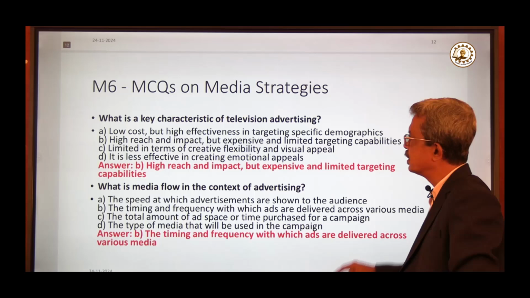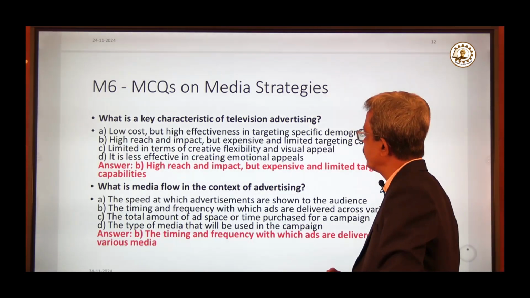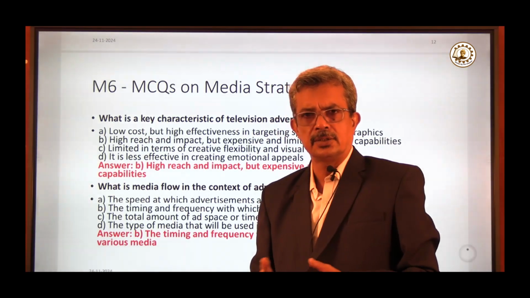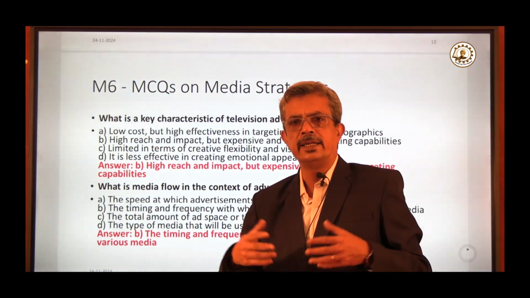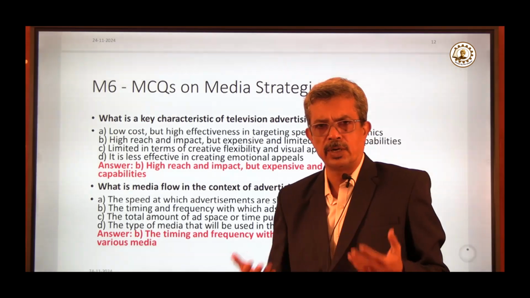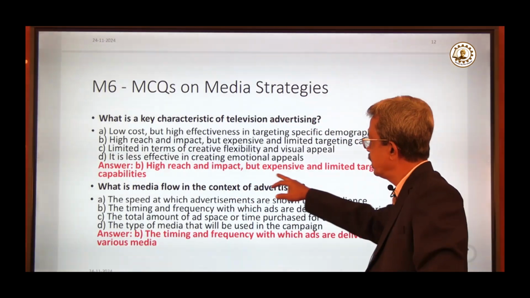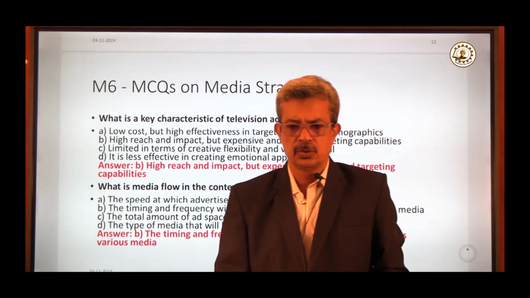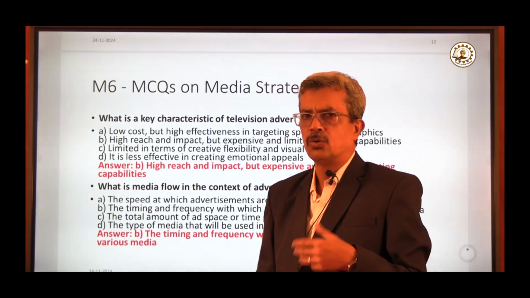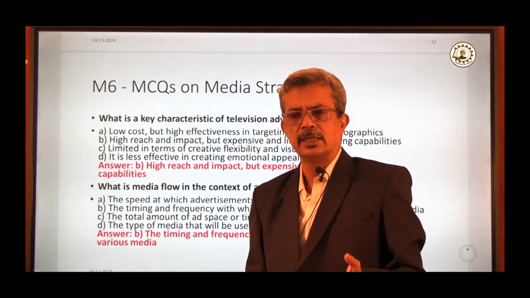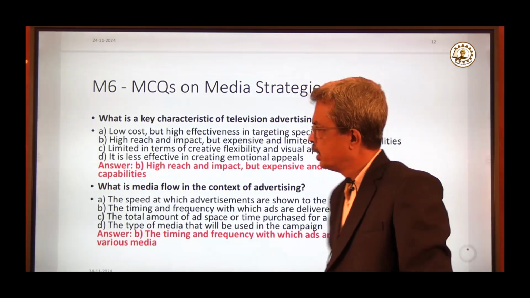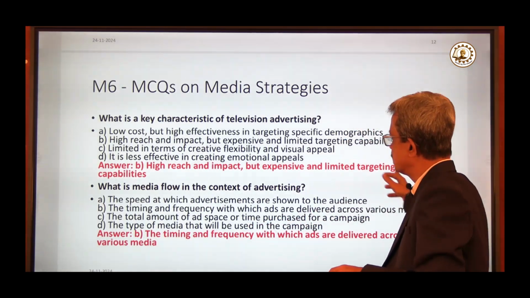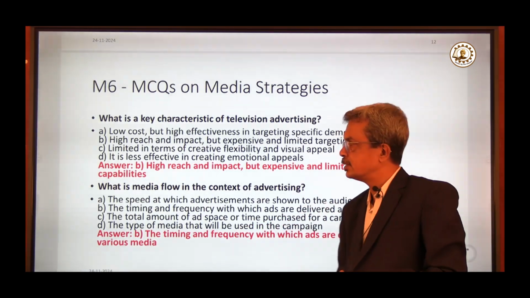MCQ on media strategies continued. What is a key characteristic of television advertising? A very common sense question. Television is a mass communication. It reaches a wide band of audience. So high reach and impact but expensive and limited targeting capabilities, since it is very generic. The outcome of a television advertisement cannot be measured. Even though the reach is very high, and obviously it is very costly, it has limited targeting capabilities.